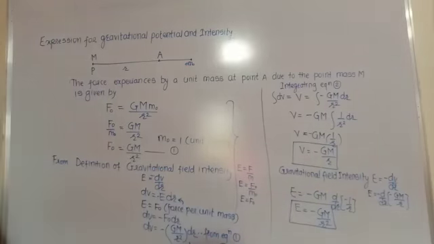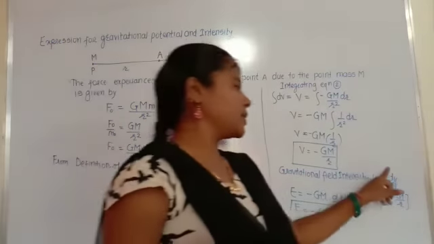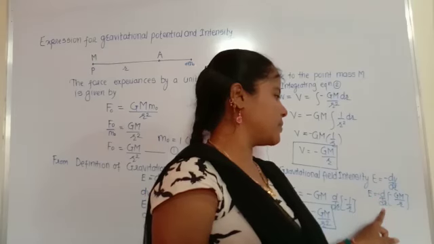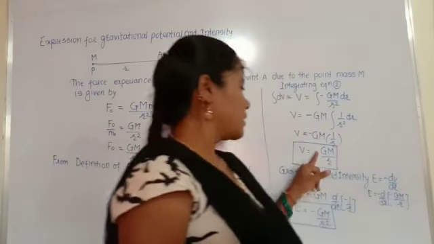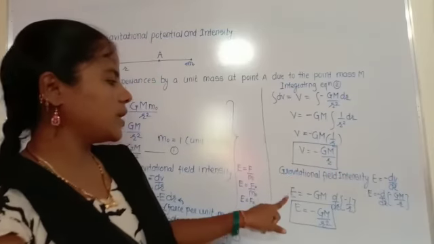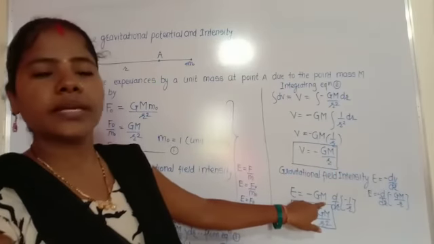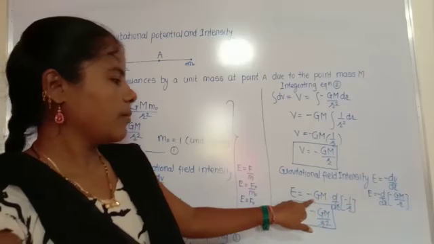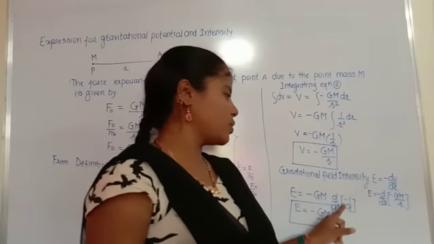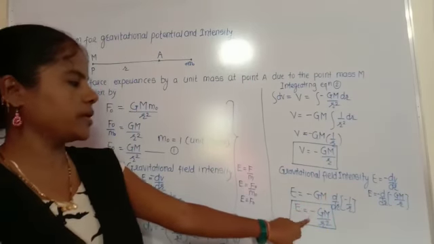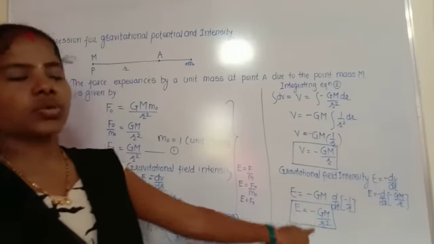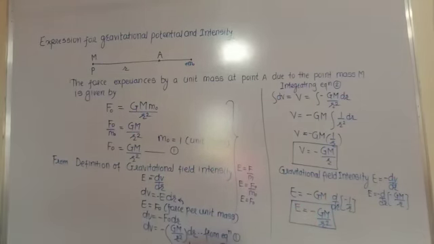Then again we can calculate the gravitational field intensity as E is equal to minus dV by dr. Again E is equal to minus d by dr of V, that is minus GM by r. Then again E is equal to minus GM, outside the differential term, minus GM is the constant, d by dr of minus 1 by r again. Therefore E is equal to minus GM by r square. So this is the expression for the gravitational potential and the gravitational field intensity.